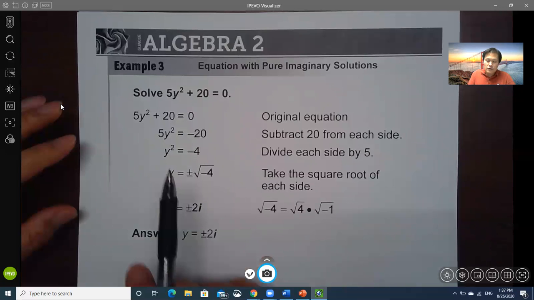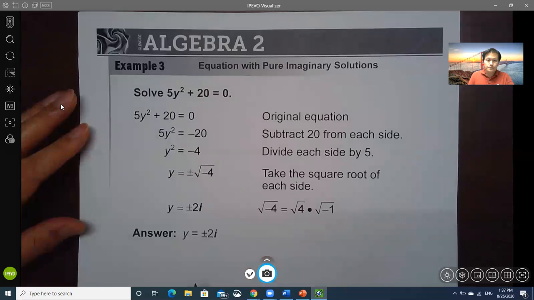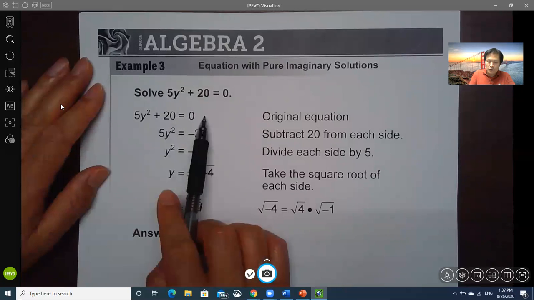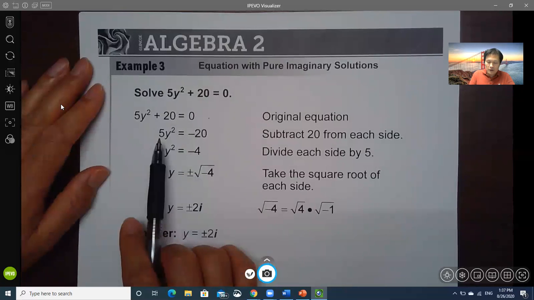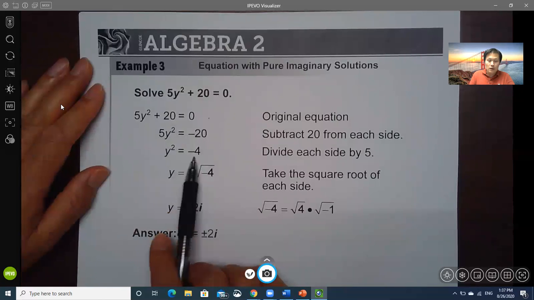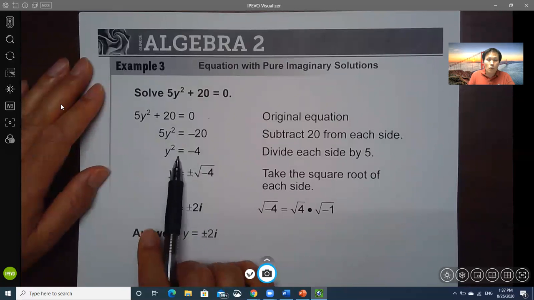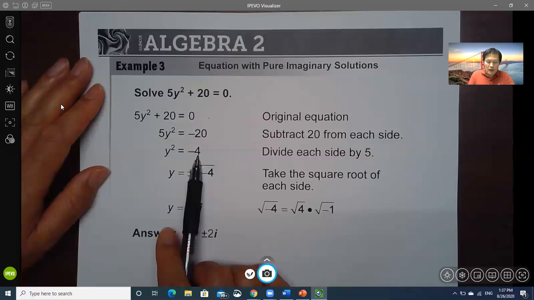Solve 5y squared plus 20 equals 0. Minus 20 both sides. Divide by 5 both sides. y squared equals minus 4. Okay, y squared equals minus 4, so you know it's not a real number.